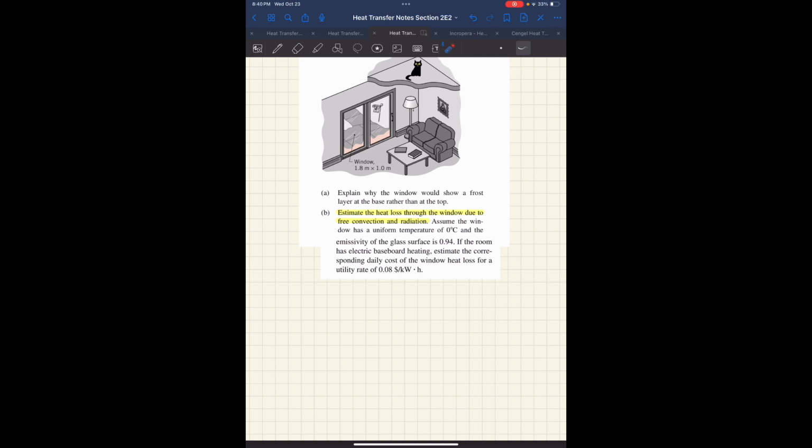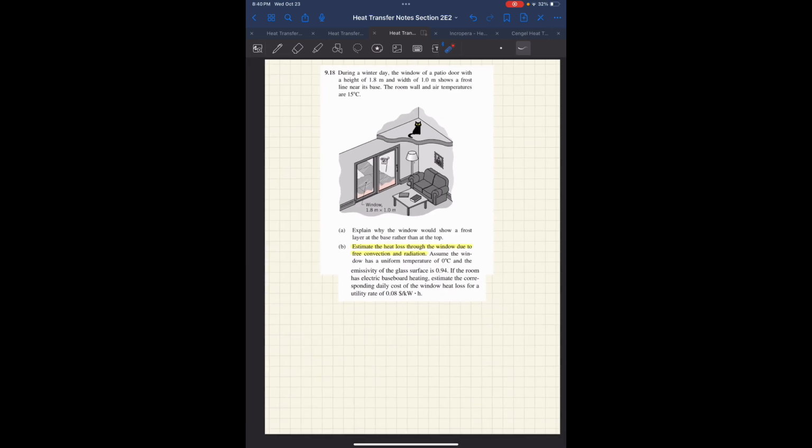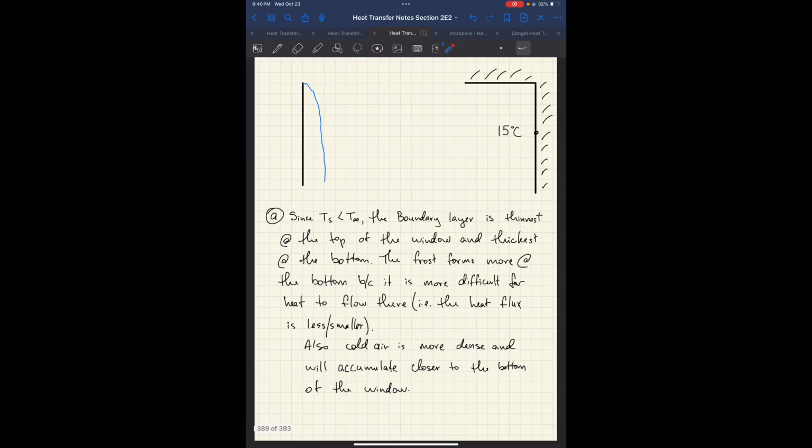And because your boundary layer is thicker there, the heat transfer in that region will be worse, basically. It's going to be more difficult for heat to transfer there. And because of that, you're more likely to have the formation of frost on the lower side. Okay, that's essentially what is talked about here. I wrote it already for you. That's basically what's happening.